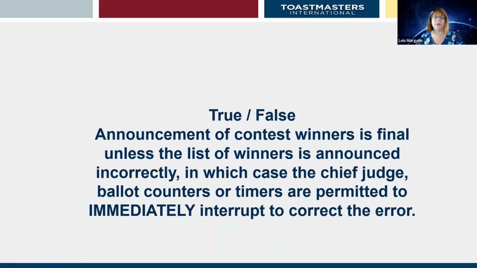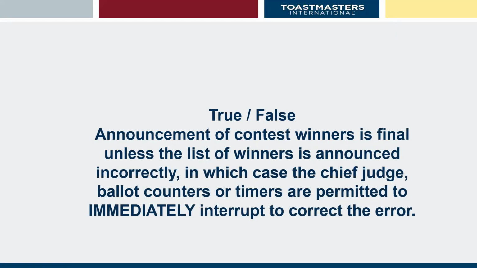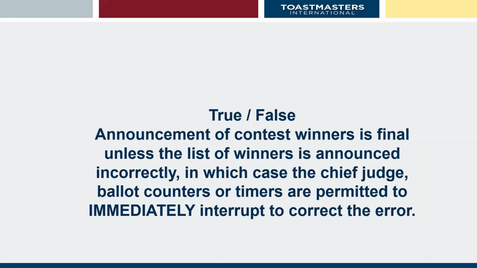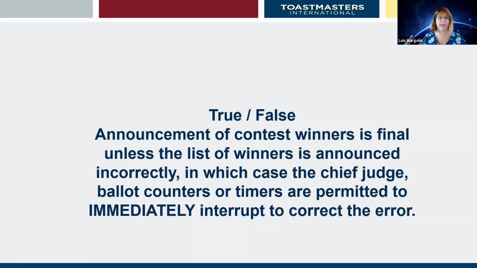True or false? Announcement of contest winners is final, unless the list of winners is announced incorrectly, in which case the chief judge, ballot counters, or timers are permitted to immediately interrupt to correct the error. True. That is correct. We had a division contest where the winners were announced where third place came in first, second was second, and first place came in third.